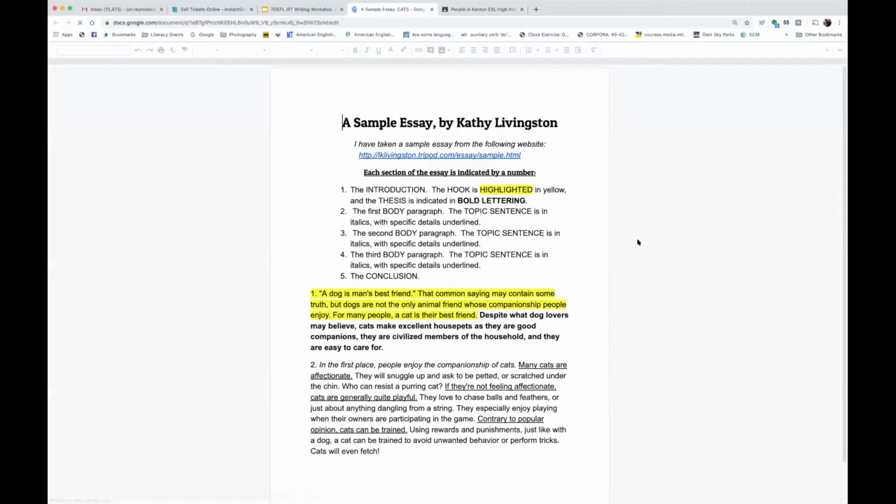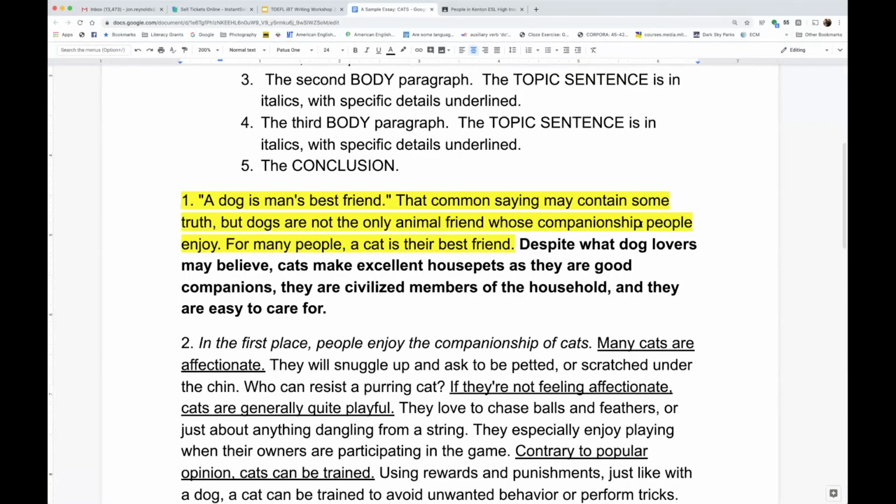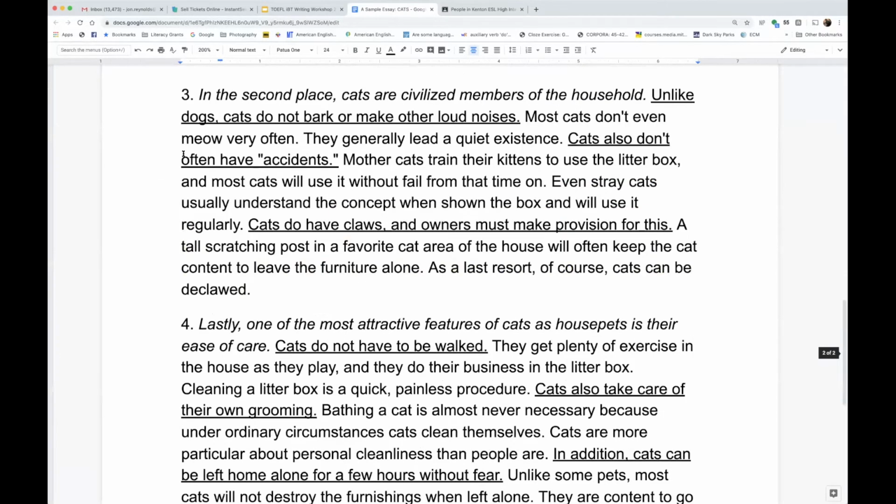Now, I wanted to demonstrate. I hope you've had a chance to look through the sample essay that I included. If you remember, the sample essay is the one about cats. So again, I've included the sample essay not only here in our video, but I've also included the sample essay in the classroom. But for example, let me just show you. Remember, the body is the part here. It's paragraphs 2, 3, and 4.